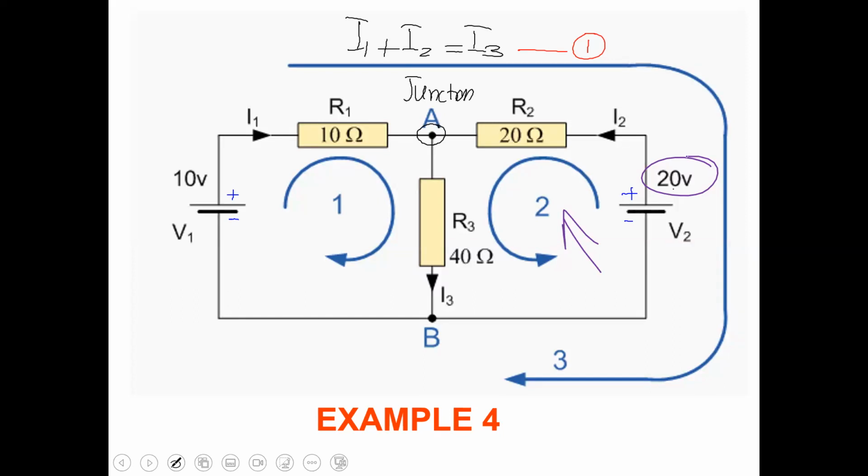Now write the equation for loop number 3. Will it be 20 minus 10 equal to I1 10 minus I2 20? Okay. Because when you take loop number 3, this will be cancelled. 10 I1 minus 20 I2, they are facing currents.